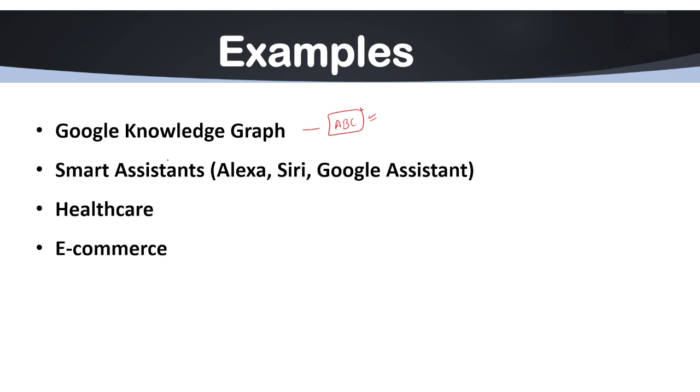Another is smart assistants like Alexa, Siri, Google Assistant. So if you ask, what is the weather in the city where my mom lives? The system must understand who your mom is, where she lives, and current weather data. So, semantic web technologies help connect all these facts. I hope you are getting all the points. If you have any confusion left, you can surely share in the comment section.